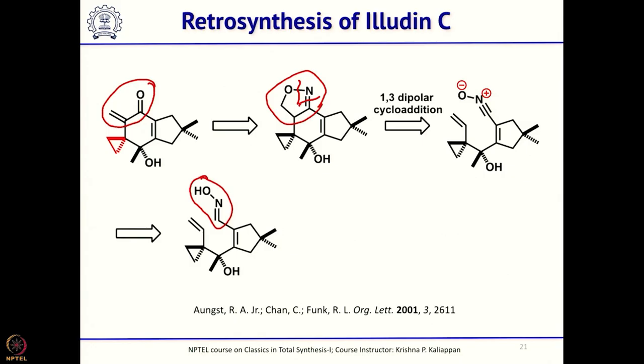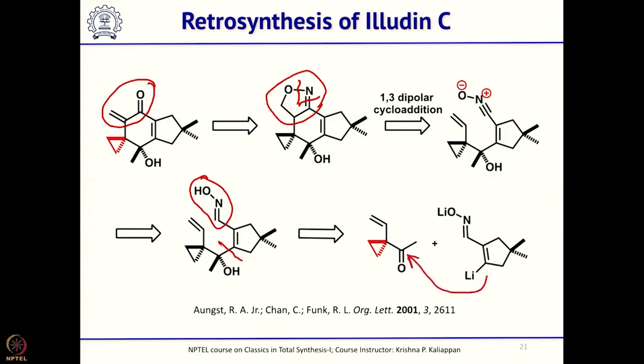Okay. So bromine source, and you get this. And here these two fragments, addition of this lithio species to this ketone will give you the precursor for the nitrile oxide formation. Okay. Now let us see how these two fragments are made.